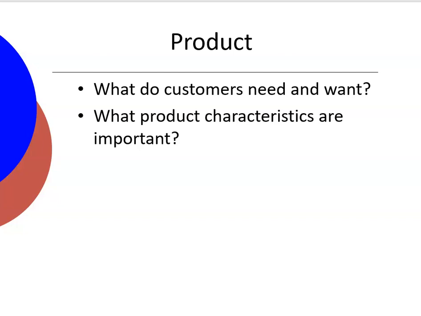You start by looking at your target market and your market segment. You say, what do customers need and what do they want? Remember, those are not always the same thing, right? But what product characteristics are important? If I'm making a car, how many cup holders do I need to have? If I'm making a phone, how big should the screen be? What kind of buttons should be on there? How do I access the phone?